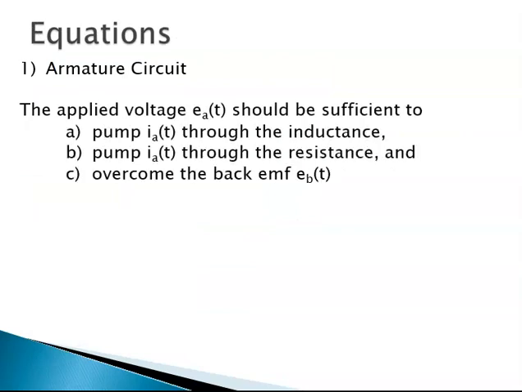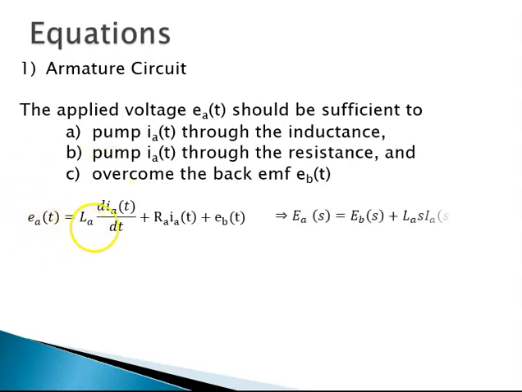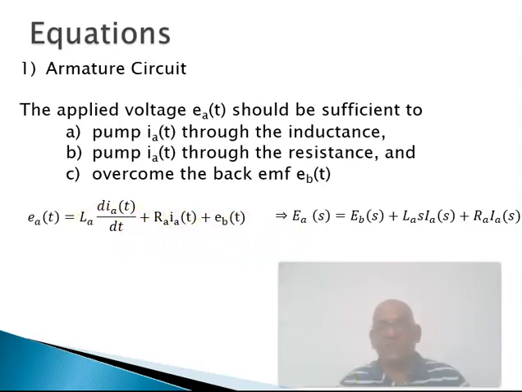So we write one equation as ea equals La di by dt. This is the voltage drop across the inductor. Then Ra ia, this is the drop across the resistor, and this is the back EMF. We'll take the Laplace transform of this equation, assuming initial conditions to be zero.